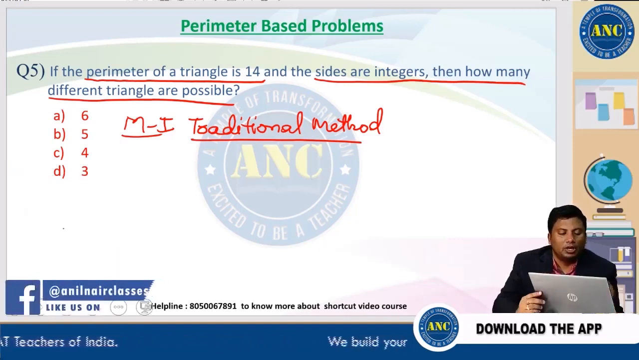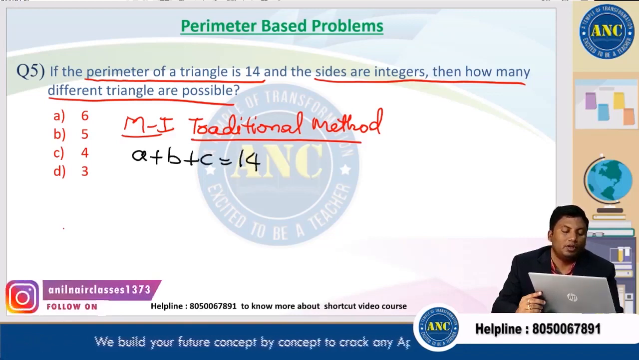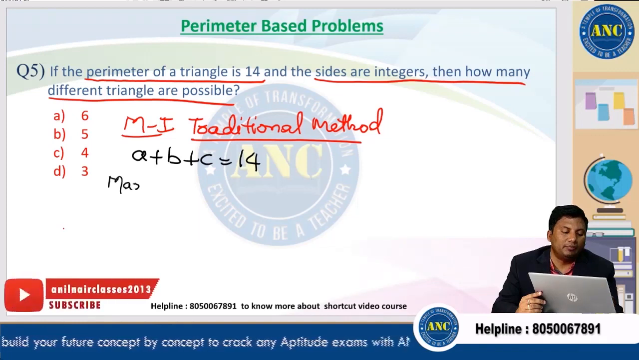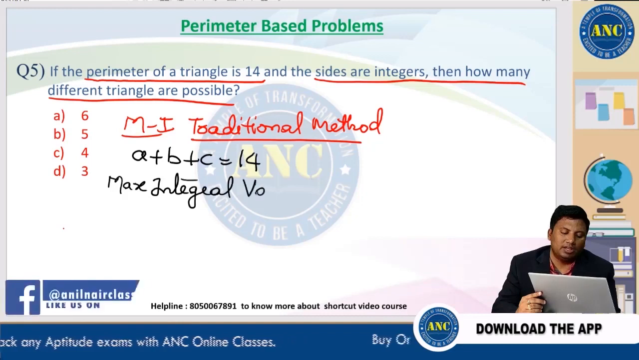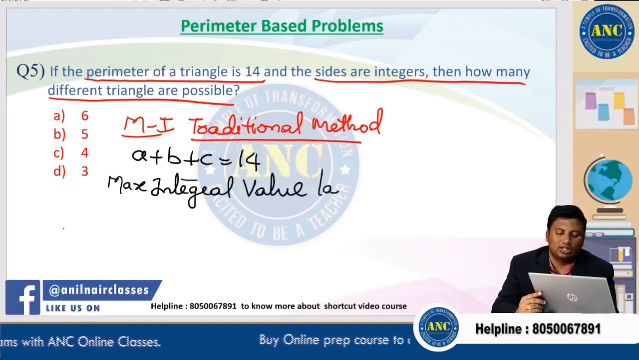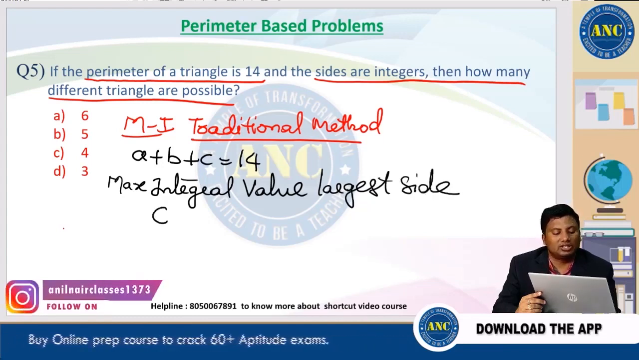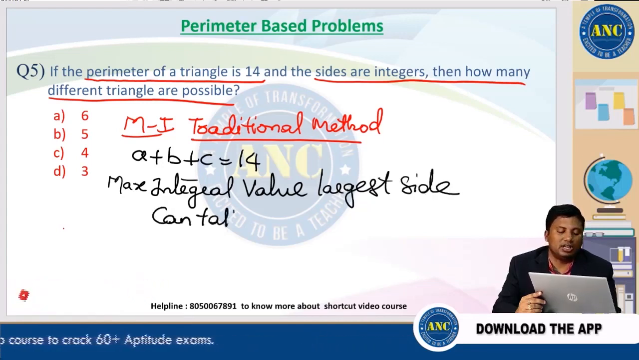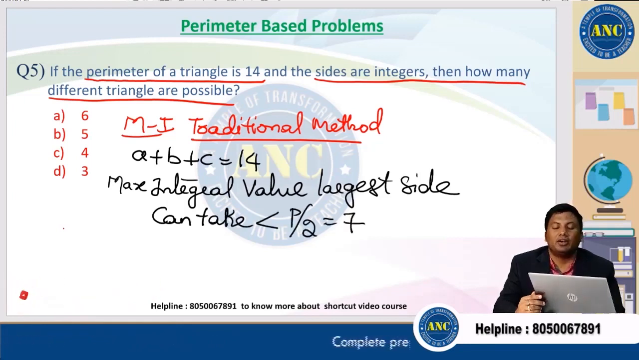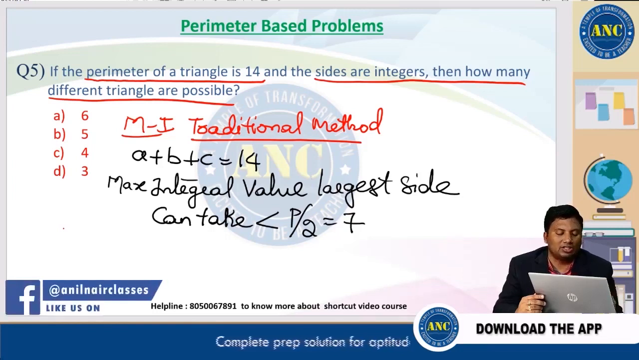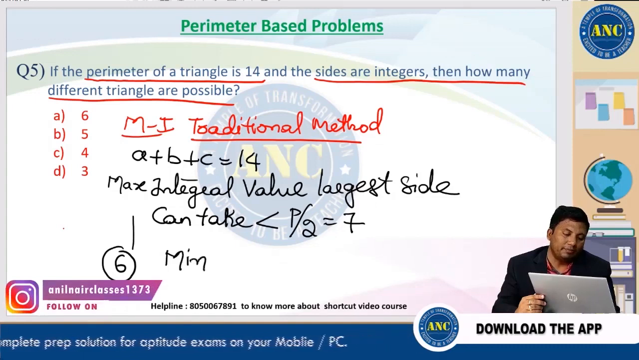Now if you see, a plus b plus c is 14. Maximum integral value the largest side can take is just less than p by 2. So 14 by 2, which is 7. What is the maximum integral value a largest side can take? 6. Now I want the minimum integral value.